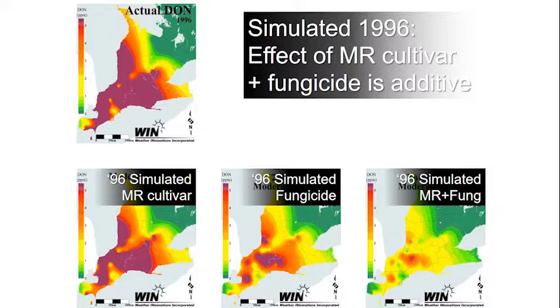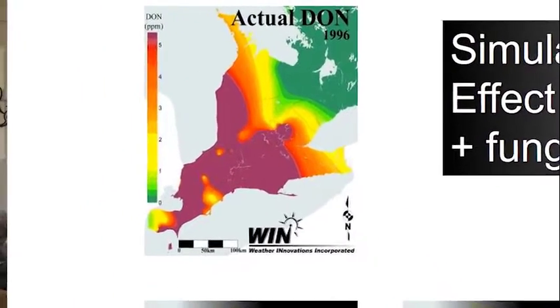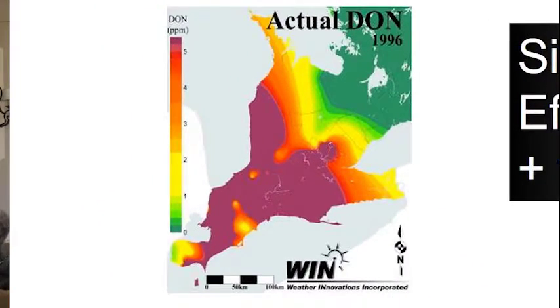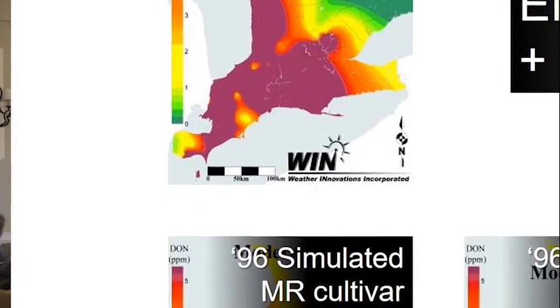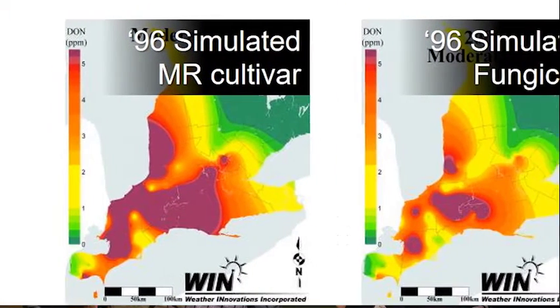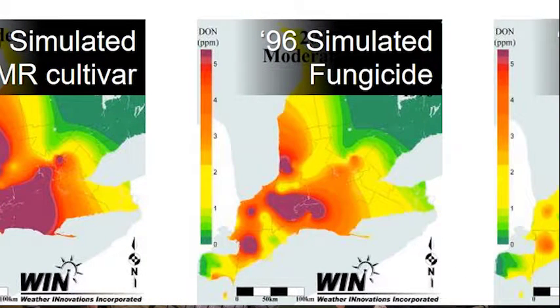So if we did that in 1996, so these are all simulated, we developed a model in Ontario to predict this DON toxin. And so if we took the weather from 1996, this is a slide that I showed you a few moments ago showing high levels of DON, that's purple. If we used a simulated, moderately resistant cultivar in this prediction model, the map of Ontario could look something like this, so a little bit less purple. And if we just simulate a fungicide application, the map would look like this, so a really good fungicide. If that fungicide was available back in 1996, our map would look like that.